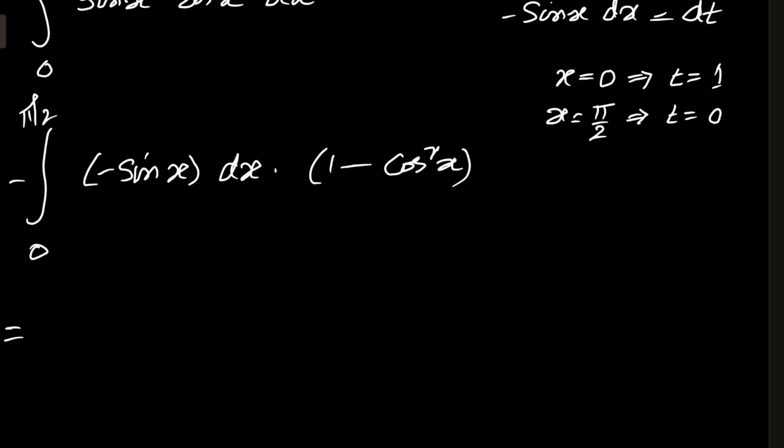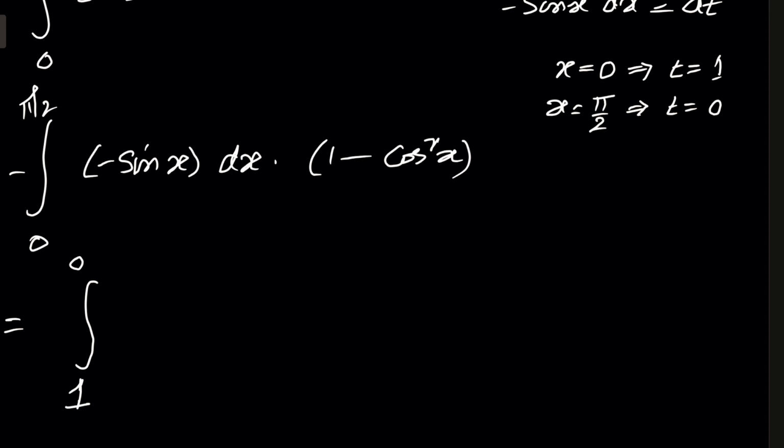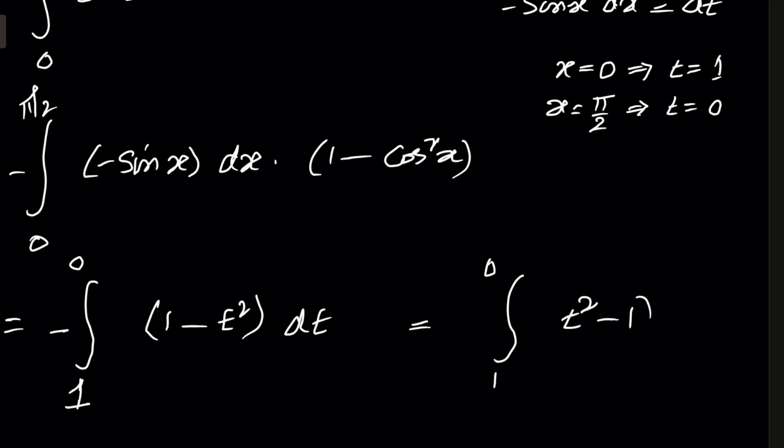So this will become, now we can change the boundaries. X is 0, t is 1, and x is pi by 2, t is 0. Minus of minus sin x dx is our dt. 1 minus cos square x is 1 minus t square. Now, can we write it as 1 to 0 t square minus 1 dt?